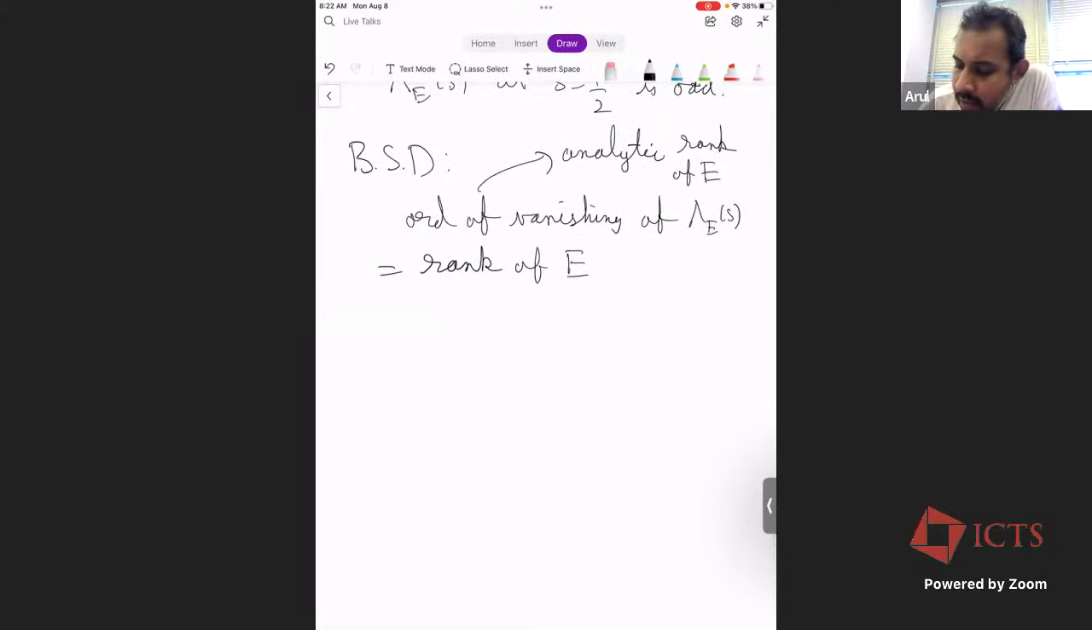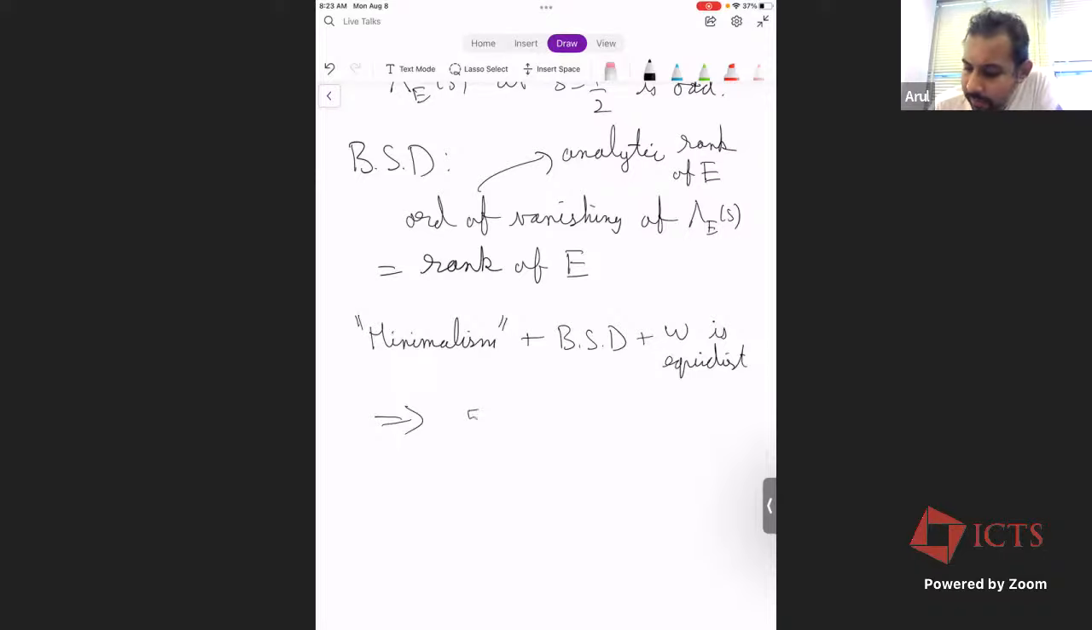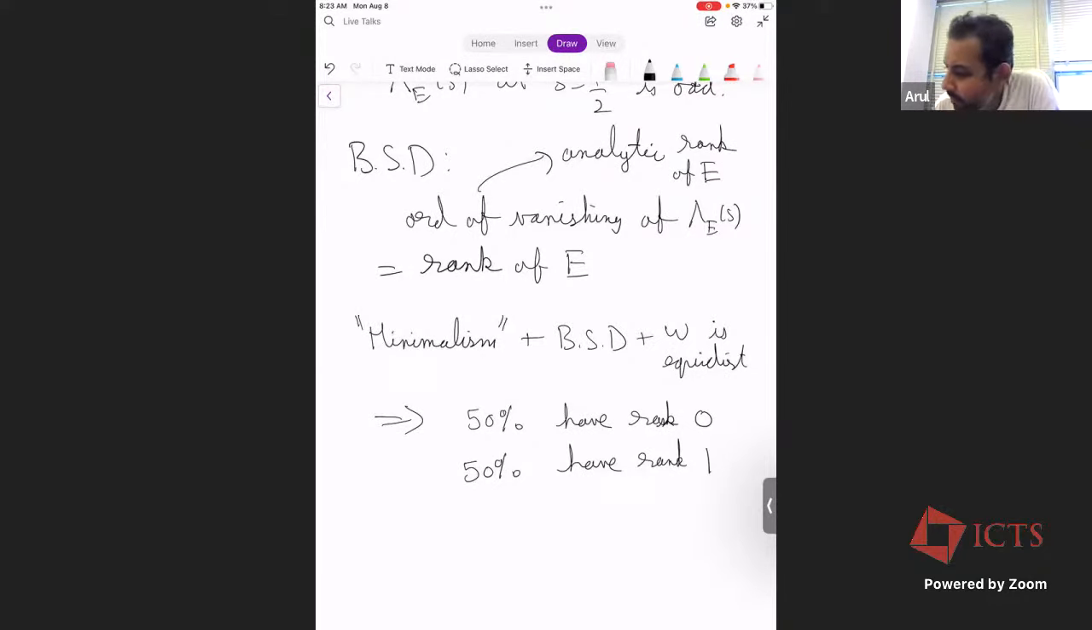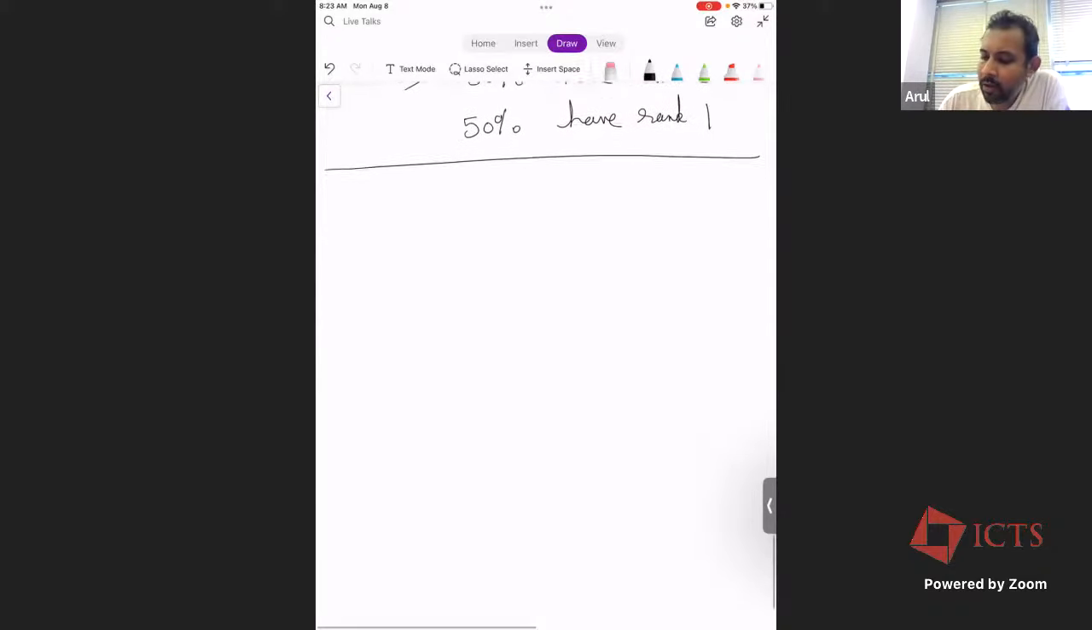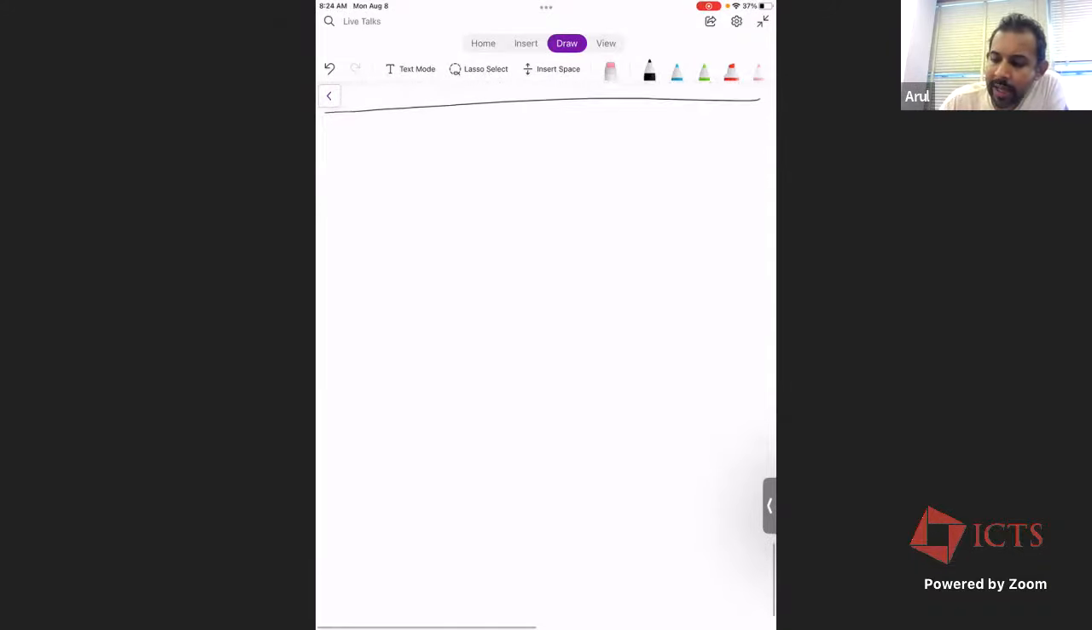And so if you believe in minimalism, which is to say, on average, there are as few points as possible, and you add to it BSD, and you add to it the fact that the root number is equidistributed, what you get is the Goldfeld-Katz-Sarnak conjecture. So you get that 50% of elliptic curves must have rank 0, because those are the 50% with root number 1, and 50% have rank 1, and those are the curves with root number minus 1. So hopefully I've convinced you why we expect this conjecture to be true.